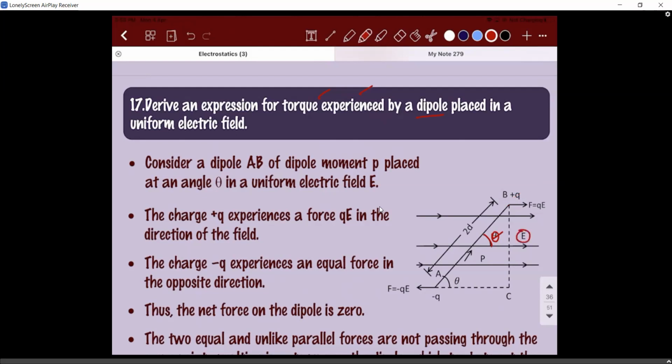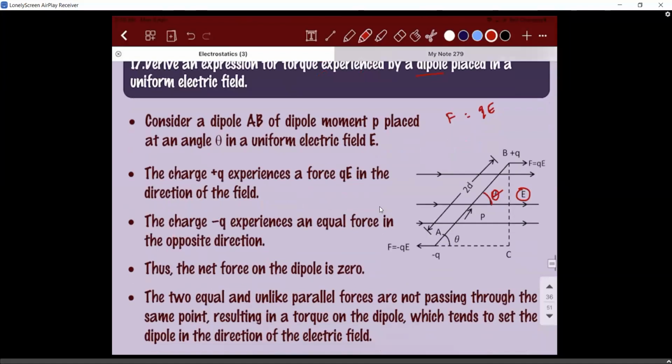If you place any charge in an external electric field, the first thing is it starts experiencing force. Take an isolated charge and drop it in an electric field. What will happen to it? It will start experiencing a force of QE, because E is equal to F by Q, so F is equal to QE. The positive charge will experience force in the direction of the electric field, whereas the negative charge will experience force in the direction opposite to the electric field.